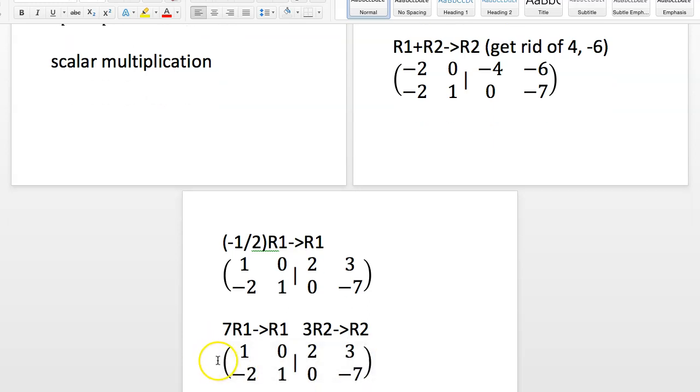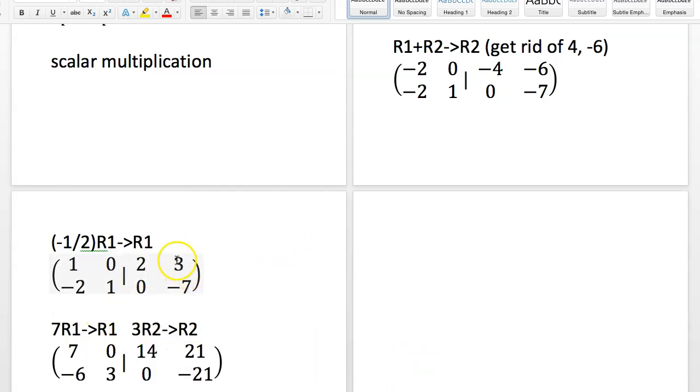And we get 7, 14, 21. Now 3 times this is negative 6, 3, and then negative 21. Okay, because I want that negative 21 below my 21. That's why I did all this: 7 hit 3, 3 hit negative 7. Then we add row 1 to row 2, and I want to put that in row 1, sorry, because we want this guy right here to die.